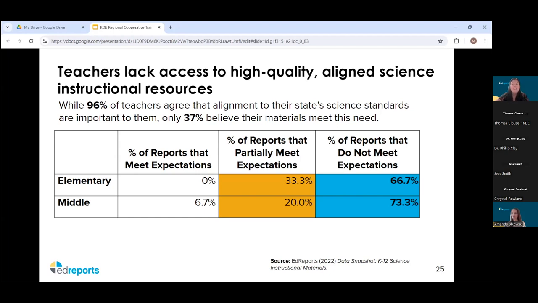As the market continues to evolve to meet all those quality benchmarks, we can anticipate positive impacts in the science classrooms across Kentucky, very similar, like I've said, to those that we've seen in math, reading, and writing.